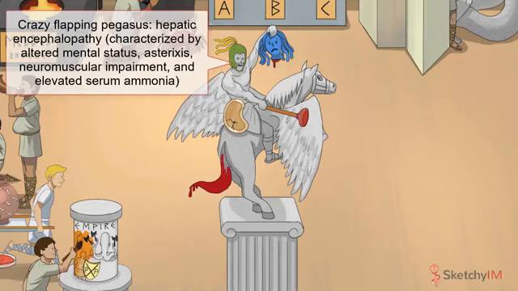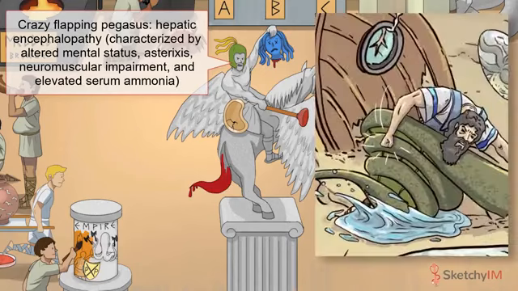Hepatic encephalopathy occurs because the cirrhotic liver becomes increasingly unable to perform its normal job of metabolizing ammonia and other toxins. We talked about the clinical manifestations and diagnosis of hepatic encephalopathy in the prior video, which include altered mental status, asterixis, other signs of neuromuscular impairment, and elevated serum ammonia.